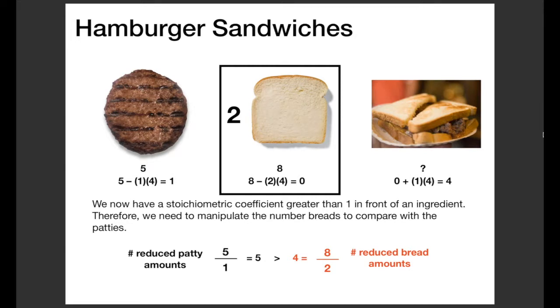As far as the number of hamburger sandwiches we can make, we have started off with 0 plus 1, its stoichiometric coefficient, times 4, which equals 4. We can make 4 hamburger sandwiches given these numbers of ingredients.